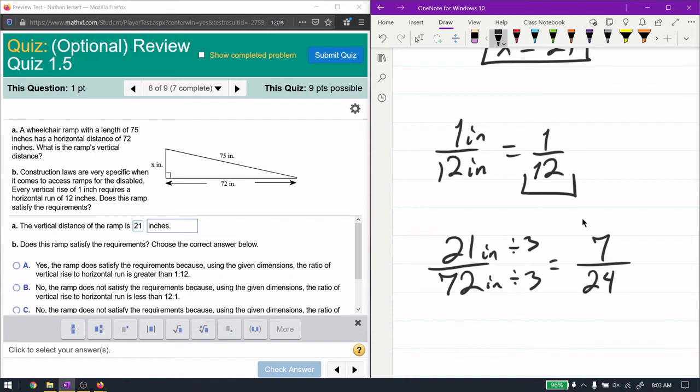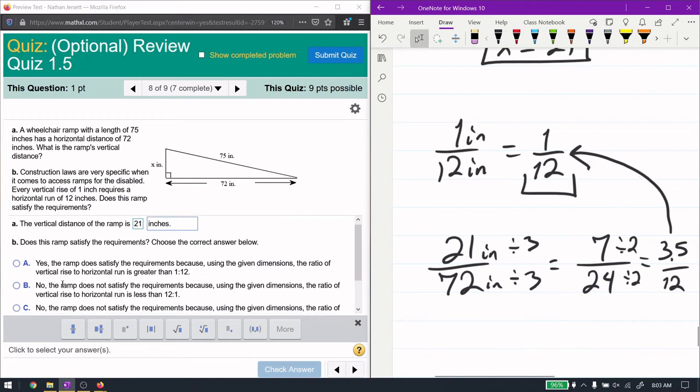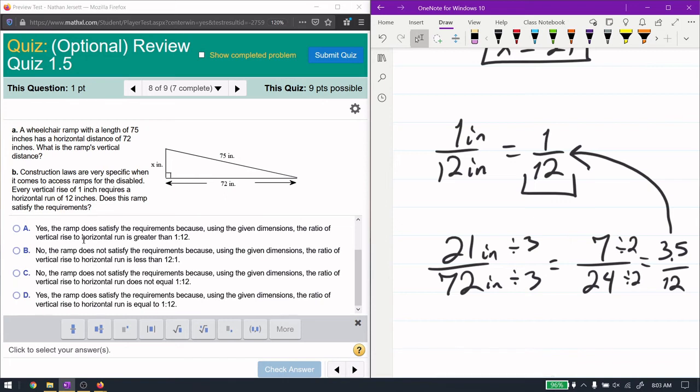And if you were to divide this by 2, I'm dividing by 2 for a reason here, you're going to get 3.5, which is kind of weird, but we have 12 in the denominator. And 3.5 over 12, well, that tells you that this is greater than the slope that it needs to be. So therefore, no, it does not satisfy the requirements. It's too much.